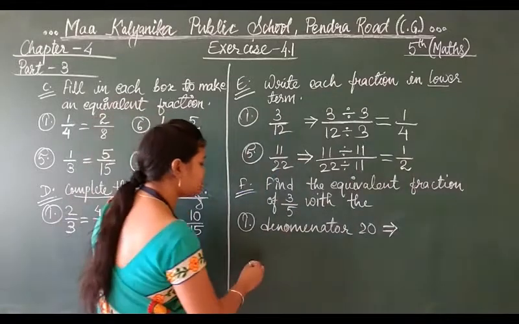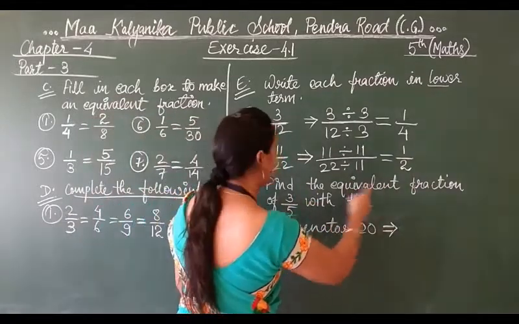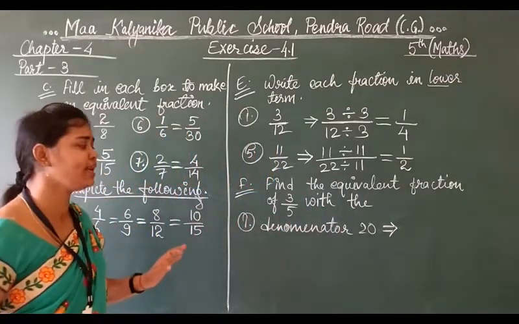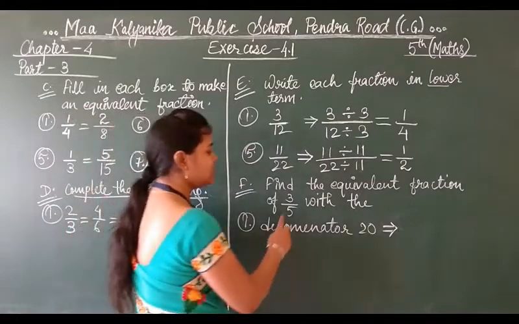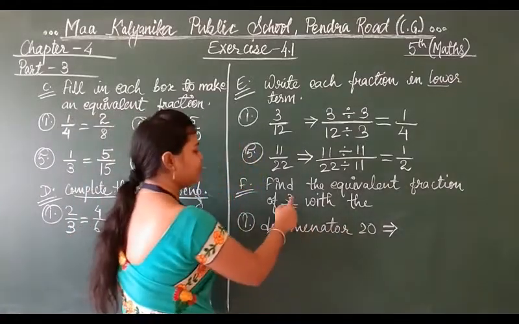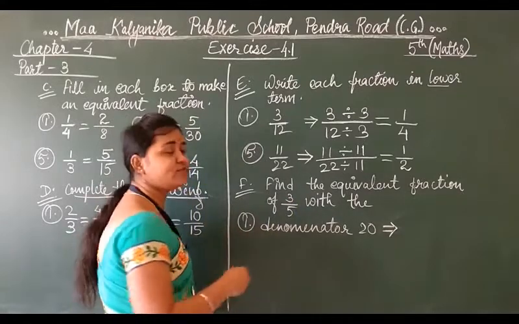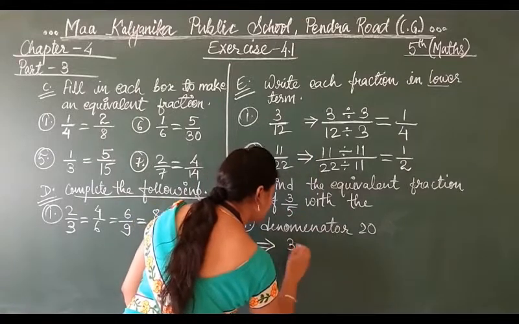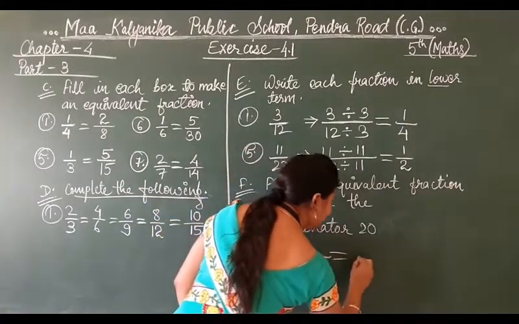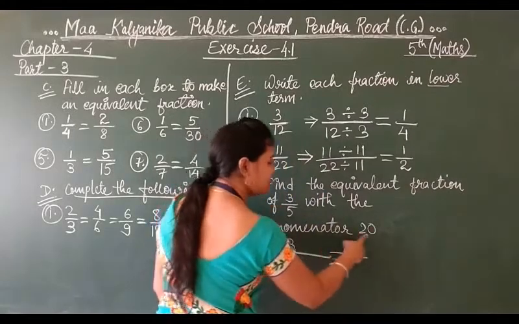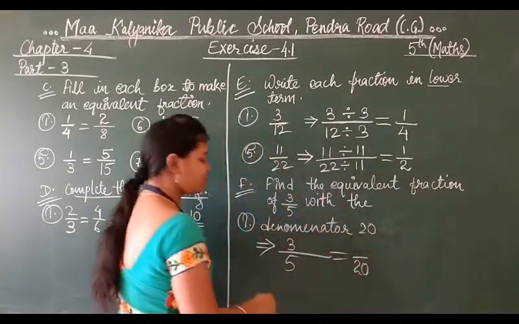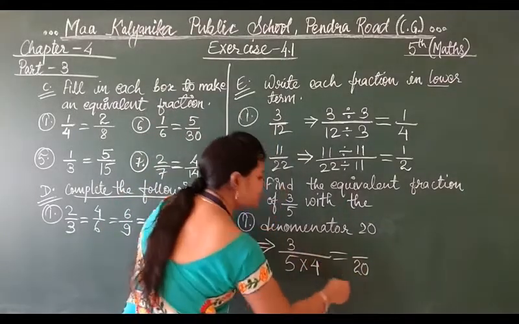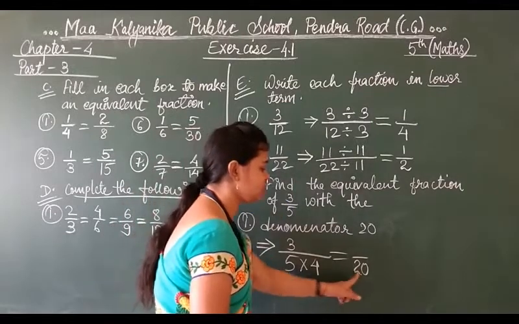Now moving to the last question. See, find the equivalent fraction of 3 by 5 with the denominator 20. Don't get confused. The question is that the denominator must be 20, and 3 by 5 is given, and you have to find the equivalent fraction. So here we write 3 by 5, and the denominator is 20. Now what should be done to 5 to get 20? 5 should be multiplied by 4 to get 20.